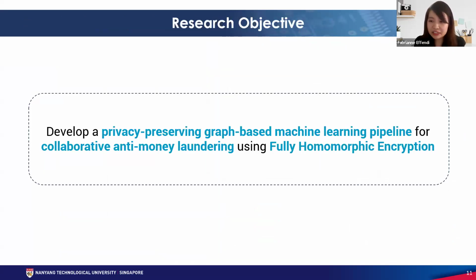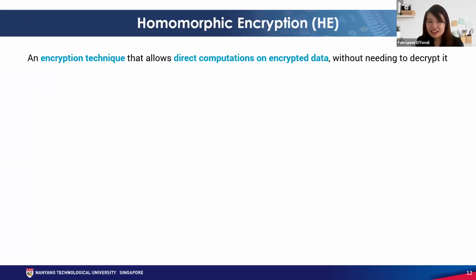Hence, my research objective was to develop a privacy-preserving graph-based machine learning pipeline for collaborative anti-money laundering using fully homomorphic encryption. I'll now zoom into homomorphic encryption itself. I believe many of you will be familiar with it, but for those that are new, we'll be explaining what homomorphic encryption is. So basically, it's an encryption technique that allows direct computations on encrypted data without needing to decrypt it.